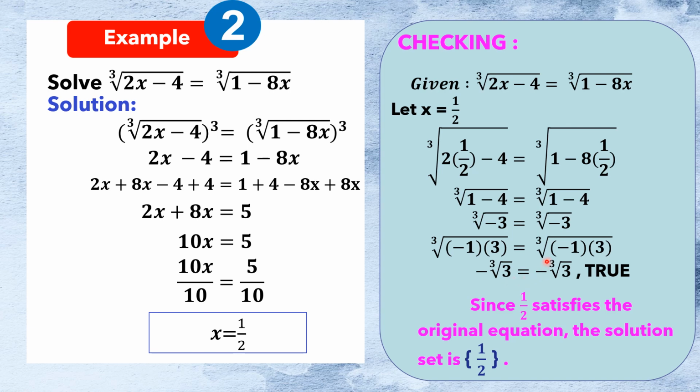Then yung maiiwan is si cube root ng 3 kasi walang cube root si 3. Same din dito, cube root of negative 1 is negative 1 and then naiwan din si cube root of 3. Kung makikita ninyo, they are equal. Since they are equal, ibig sabihin, true po siya. Since 1/2 satisfies the original equation, the solution set is 1/2. Kapag true po yan, ibig sabihin, nasasatisfy nung value na nakuha natin yung original equation. Kapag nasatisfy niya, yun po yung kanyang solution set.